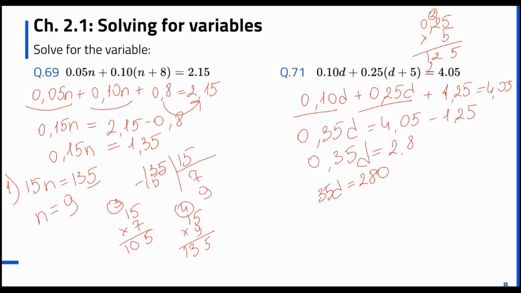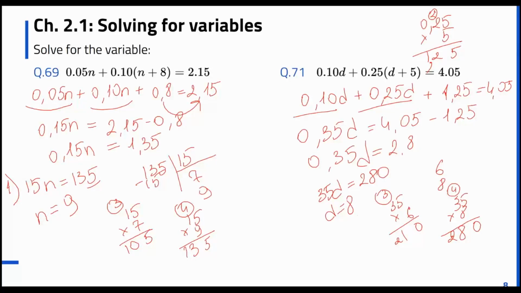So here we can have 6 or 8. 10 is too much. So let's try with 6. 6 multiplied by 3, 18. 210. Not enough. 18 plus 4, yes. 24 plus 4. I got confused. Ah, yes. 24 plus 4, 280. Exactly what we need. So d equals 8.